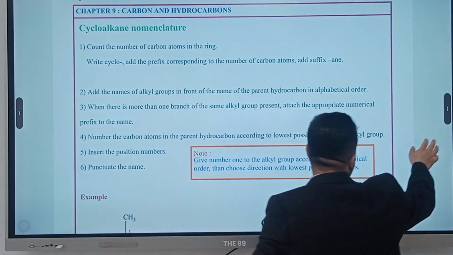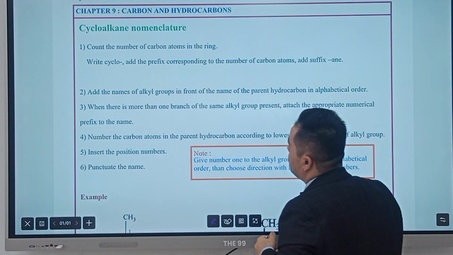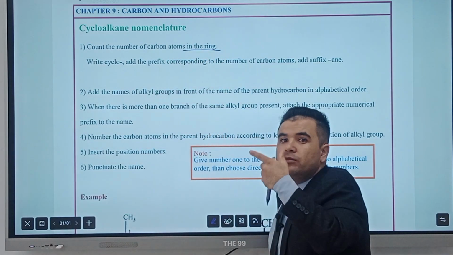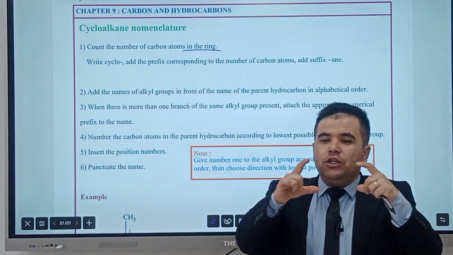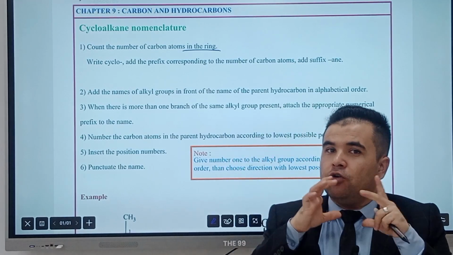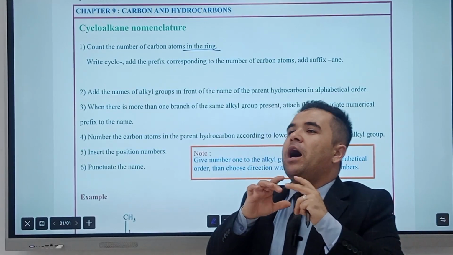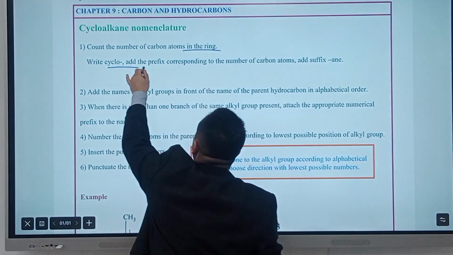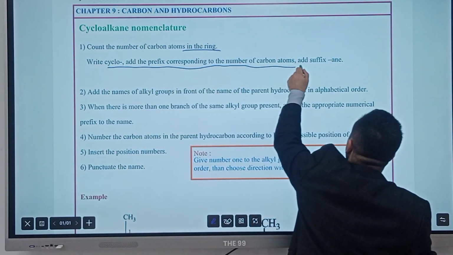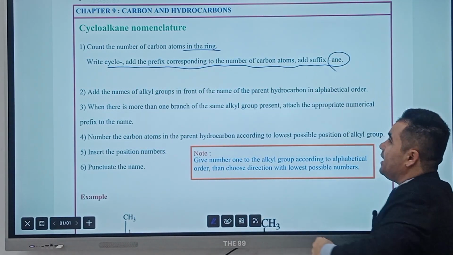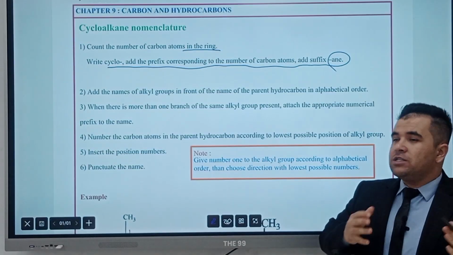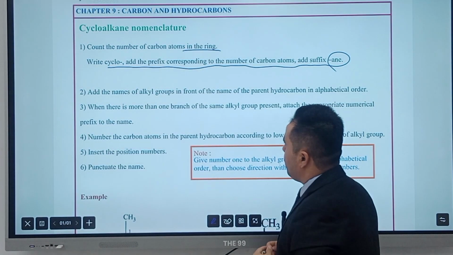Let us talk about some of the tips. First of all, count the number of the atoms in the ring, and here the ring becomes the parent. So the ring is the parent always. Write cyclo as the prefix corresponding to the number of the atoms, as in alkane. We just write cyclo as a prefix to the name of the parent.